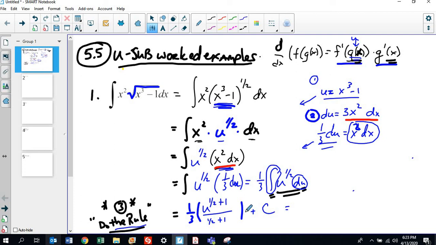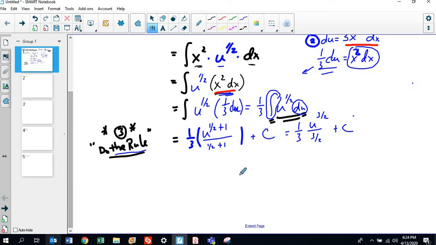And then I want to rewrite this a little bit. This is 1/3 u to the 3/2 divided by 3/2. Of course, dividing by 3/2 is like multiplying by 2/3. So if I multiply 2/3 times 1/3, I get 2/9 u to the 3/2 plus c.